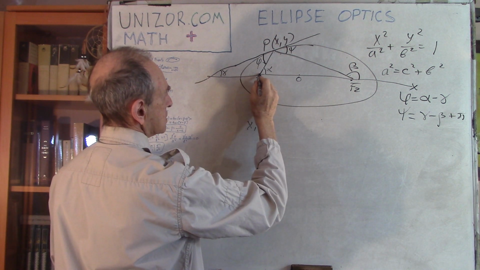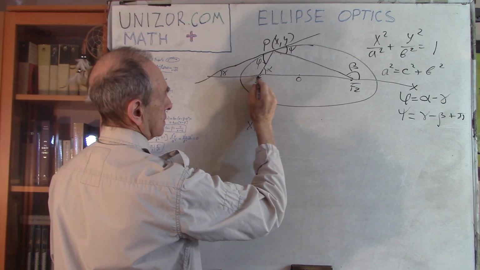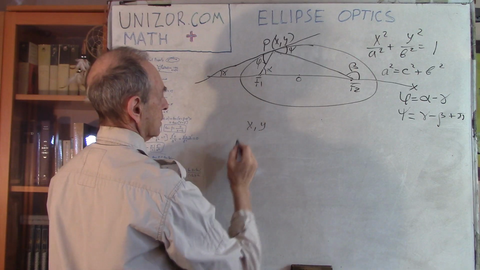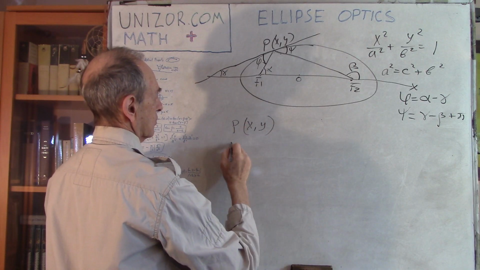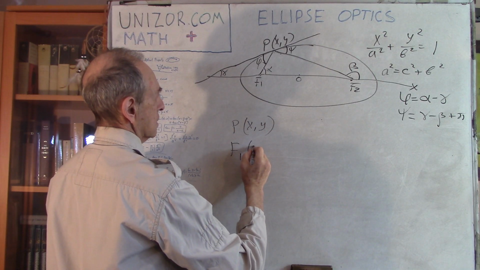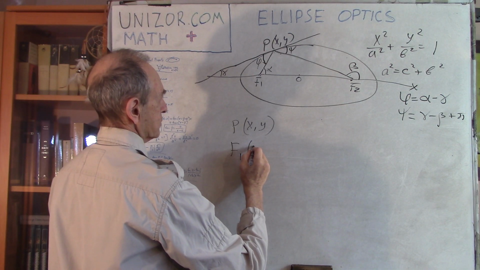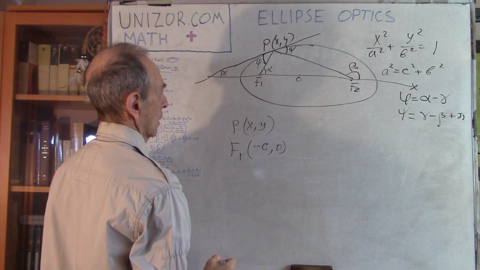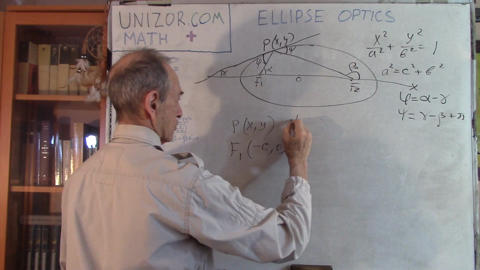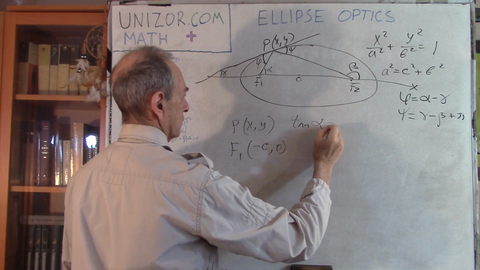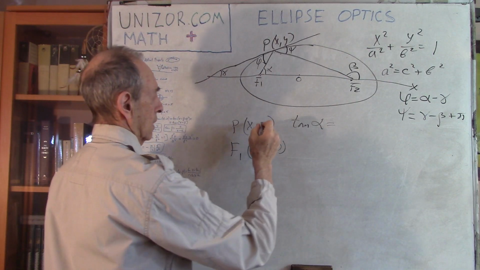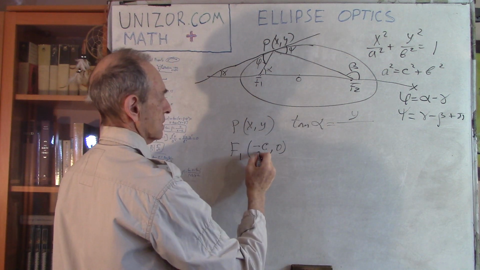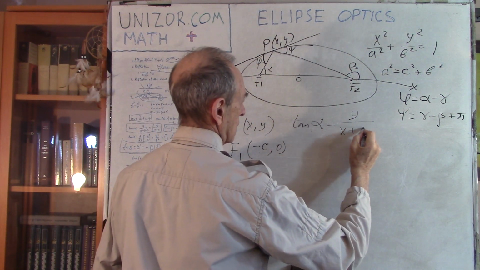and this has coordinates, the distance is c and c, right? So this is P, and my F1 has coordinates: abscissa is minus c, ordinate is 0, which makes the tangent of angle alpha equal to y minus 0, which is y, divided by x minus minus c, which is x plus c.